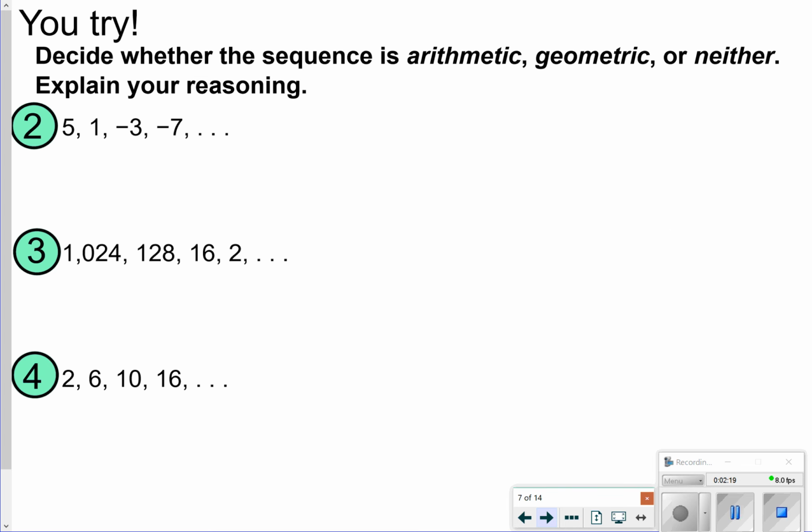So these next 3 you're going to try on your own, and you're just going to determine is it arithmetic, geometric, or neither, and then explain why you think that way. Let's go ahead and give you a chance to pause the video here so you can try 2, 3, and 4, and then once you're done, click play to check your work.